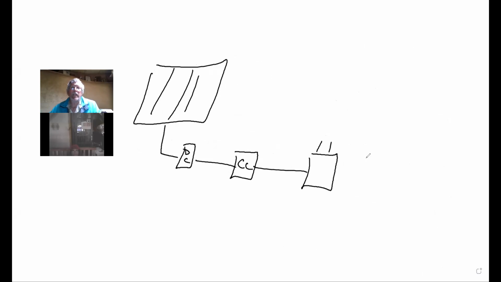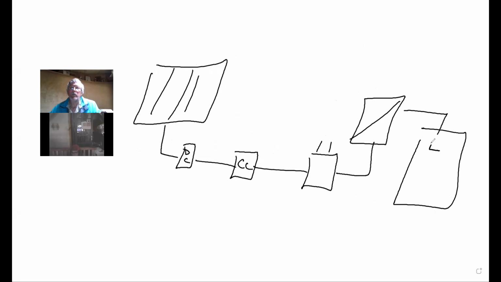What I'm getting at here is this is your array. Typically you're going to come to a DC disconnect, then you're going to go to a charge controller, then to your battery bank for a standalone system, then to your inverter, then typically to the load distribution center here. So the purpose of a charge controller is to control the charging process from the array, which is the power source, to the battery bank.